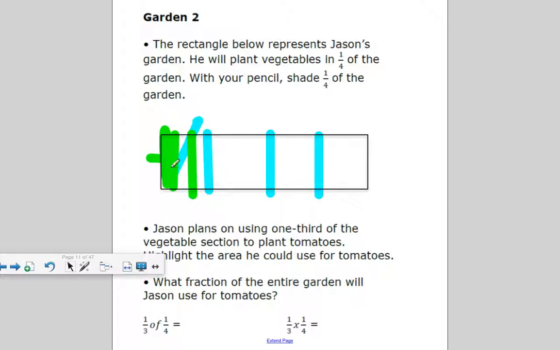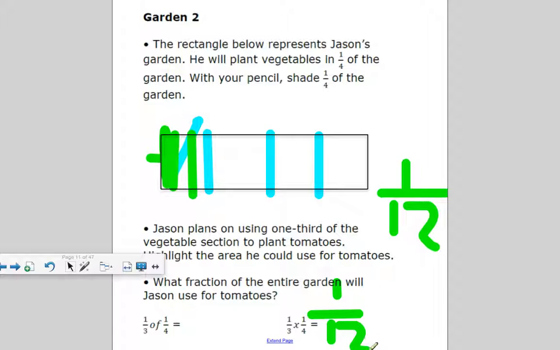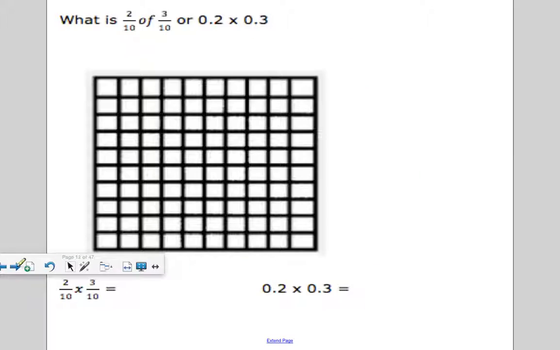What fraction is that? Well, it's 1, 2, 3. I could divide it 4, 5, 6, 7, 8, 9, 10, 11, 12. It's going to be 1/12 of the entire garden belong to tomato. Could I have done it mathematically? What's 1/3 of 1/4, or 1/3 times 1/4? 1/12. Multiply the numerators, 1. Multiply the denominators, 12. 1/12.